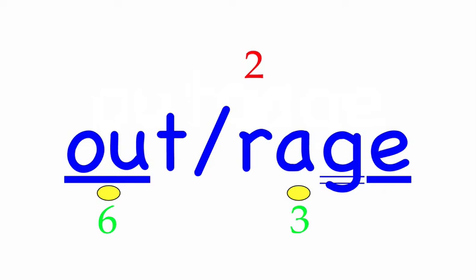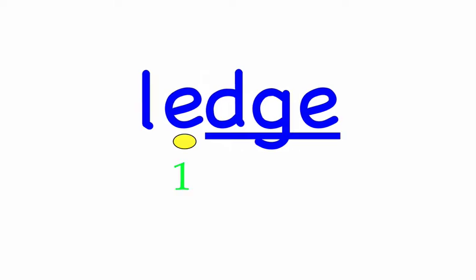Ledge. Ledge. He walked carefully out to the ledge. Ledge. Three sounds. Ul, e, j. Ledge. Mark the word. Ledge. Remember, DGE is a three-letter team representing the J sound, J. It must have a short vowel directly in front of it in order to use it.